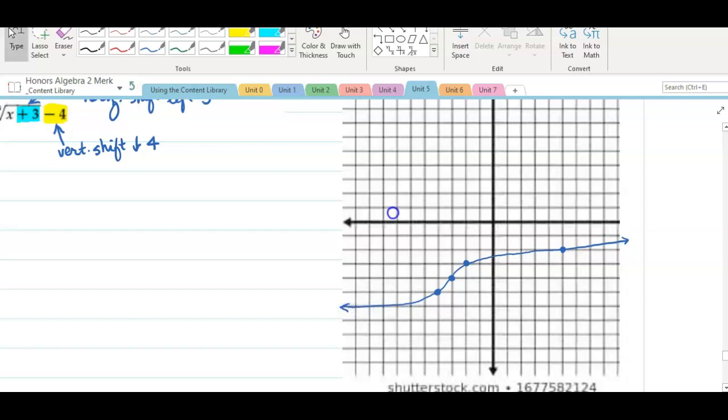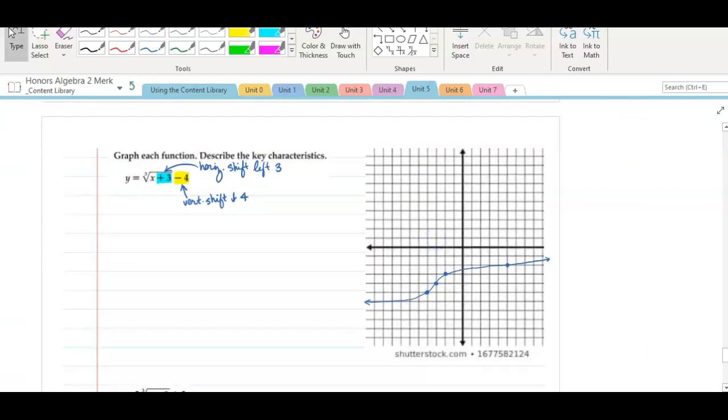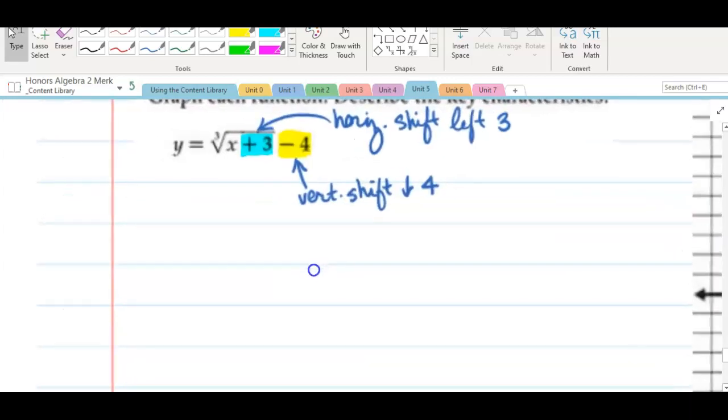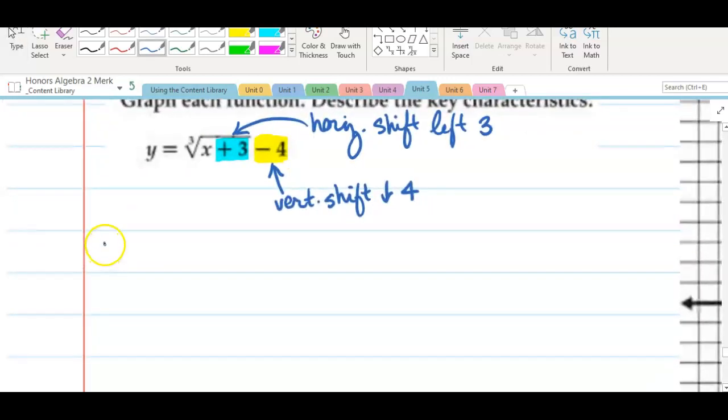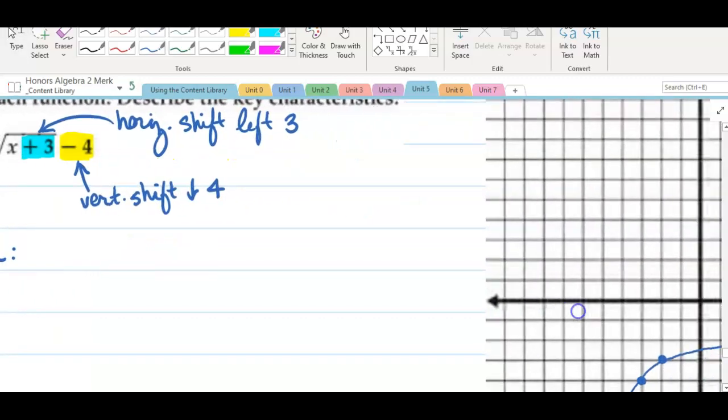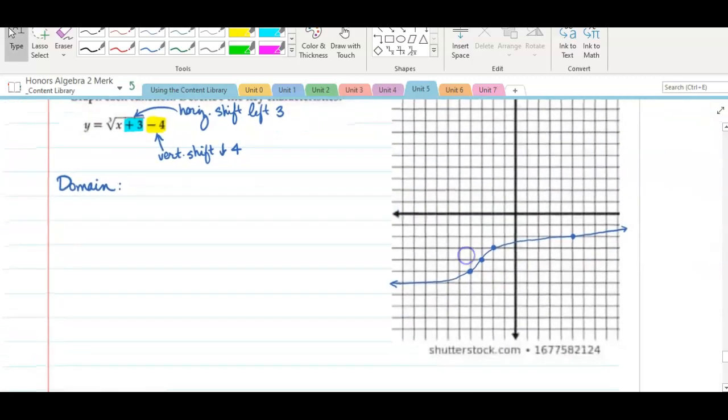So we've graphed up our cube root function. Now let's talk about some of the key characteristics. Let's talk about the domain. Notice if I look at my graph, I'm looking at my x values from left to right. As I go from left to right, no matter where I am, there is graph below me everywhere I go. So we can say all real numbers.